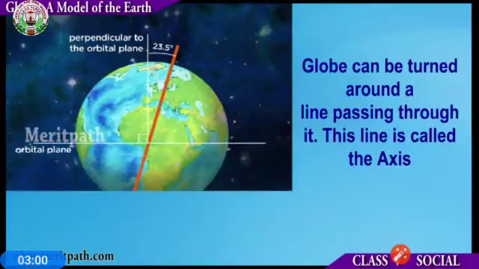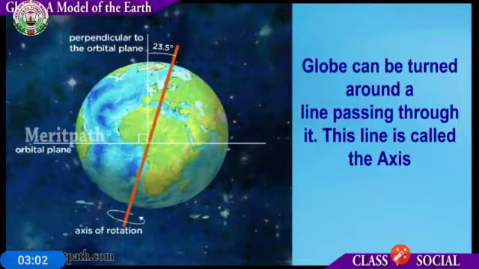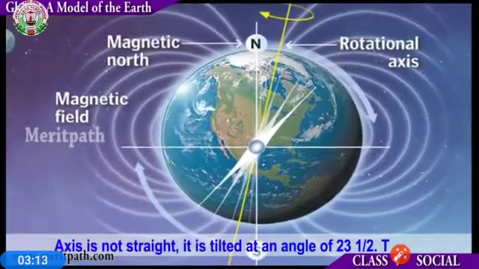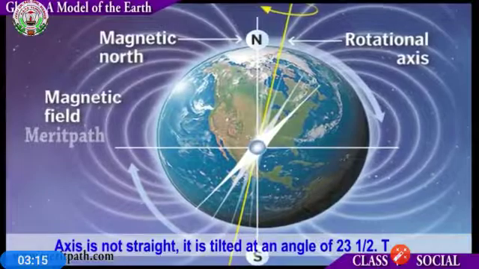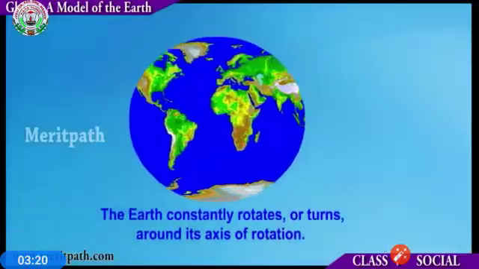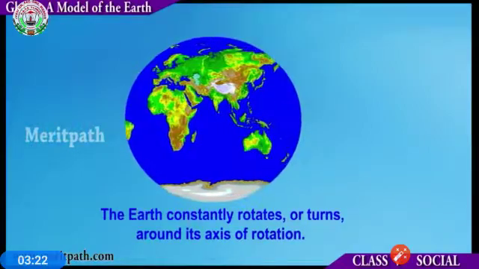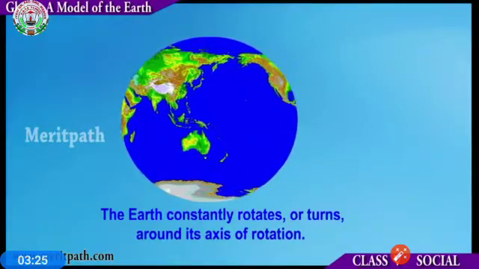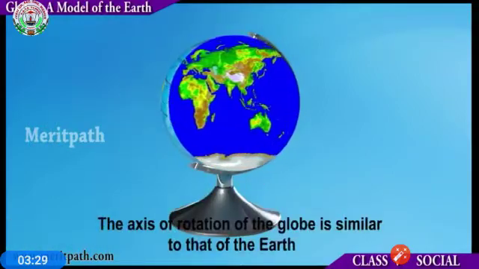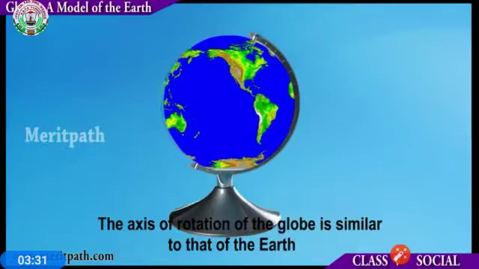Be turned around a line passing through it. This line is called the axis. Axis is not straight. It is tilted at an angle of 23.5. The earth constantly rotates or turns around its axis of rotation. The axis of rotation of the globe is similar to that of the earth.